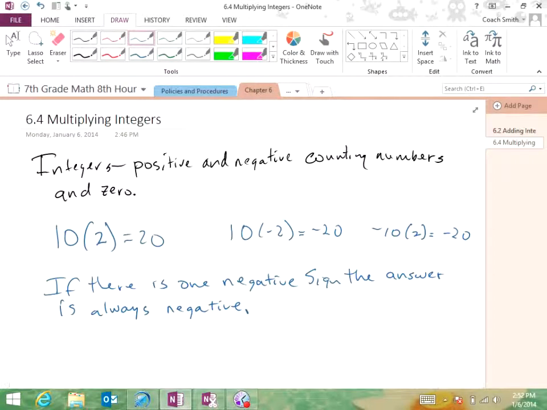Doesn't matter which one it's with, doesn't matter what the size. In other words, you could say 10 times negative 1. 10 times negative 1 would be negative 10. So when there's one negative sign, because you can only multiply two numbers together at one time. It's mathematically impossible to multiply three numbers exactly at one time.